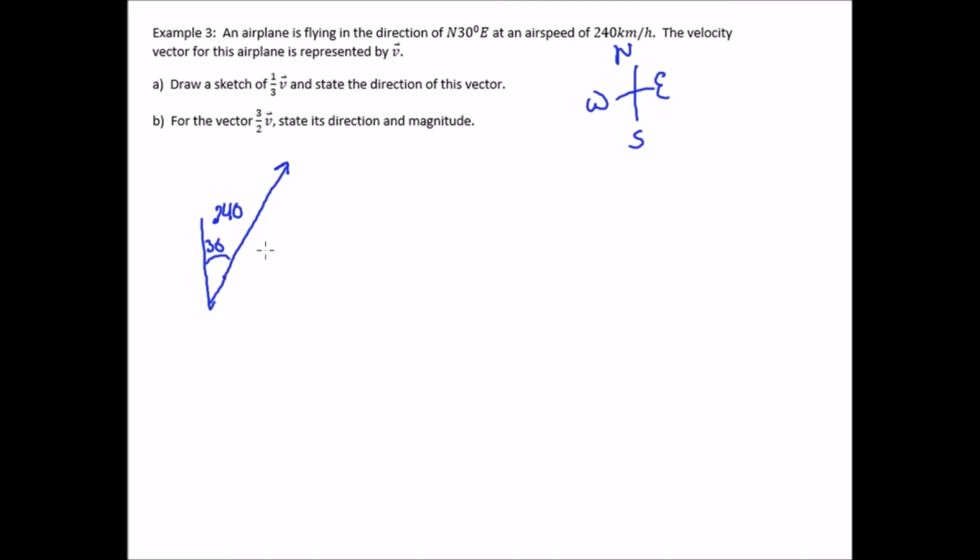Okay, so we're just going to name this one right here. This is going to be vector v. Okay, draw a sketch of 1/3 of v and state the direction of the vector. So I'm actually going to draw that right then. Okay, so 1/3 of v is going to be right here. So this is going to be 1/3 v.